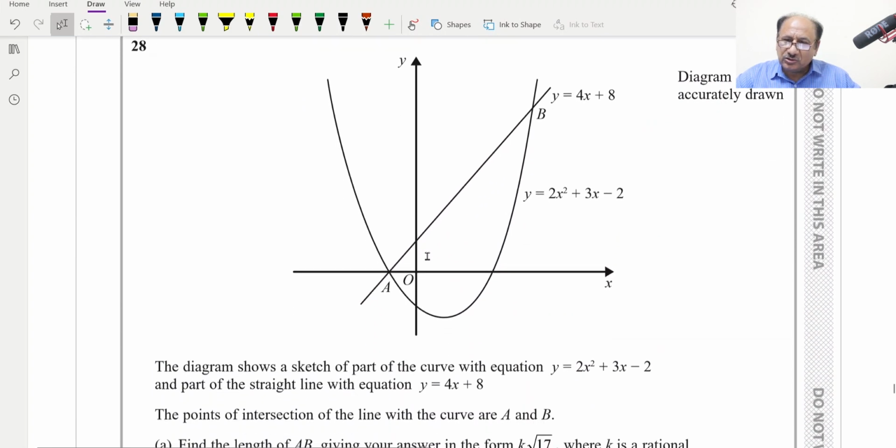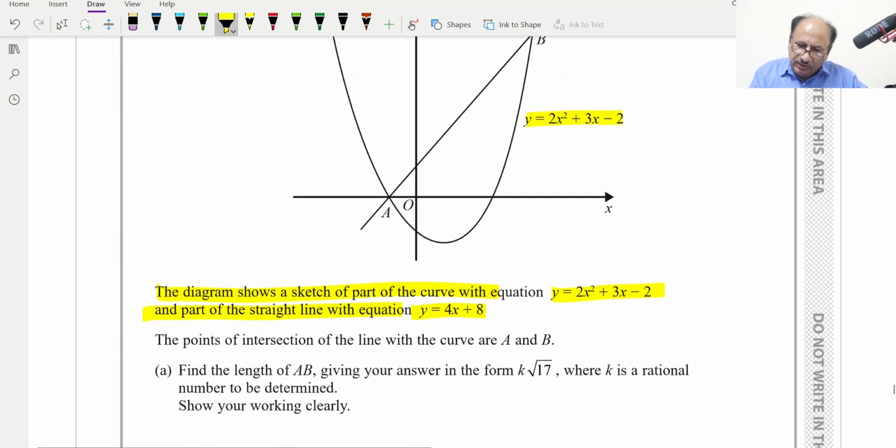Now this is question number 28. Diagram is not accurately drawn. This diagram shows a sketch of part of the curve with equation. This is the equation of the quadratic, and this is part of a straight line, which is also provided. This is the straight line and this is the quadratic curve. The points of intersection of the line with the curve are A and B. Find the length of AB, giving your answer in this form, where K is a rational number. To determine it, show your working also.